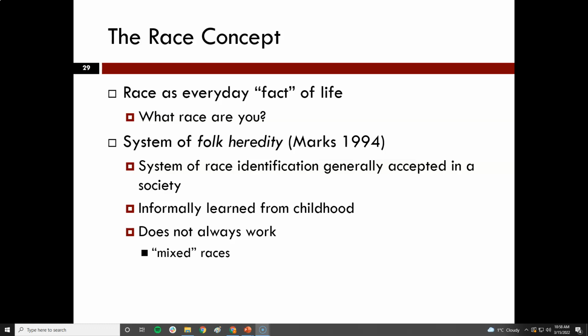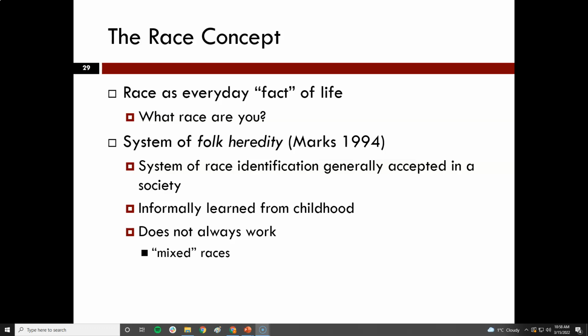What is your identity? And so basically the system of folk heredity is a system of identification that we generally accept in a society. It's something we've informally learned through childhood. And again, it allows us to then classify individuals into various groups that our society has defined. However, it doesn't always work.